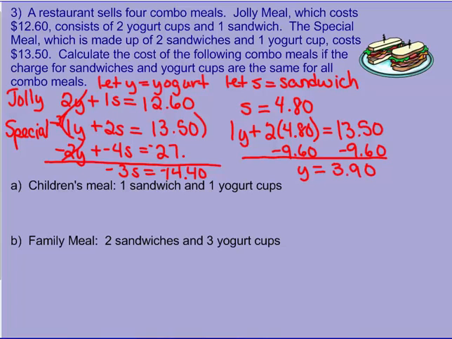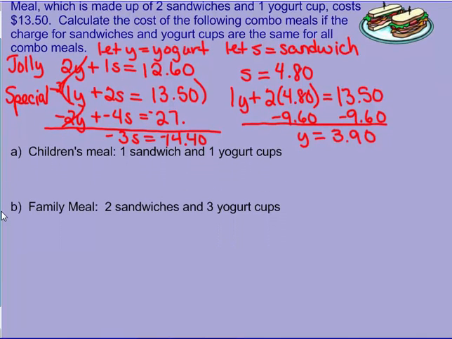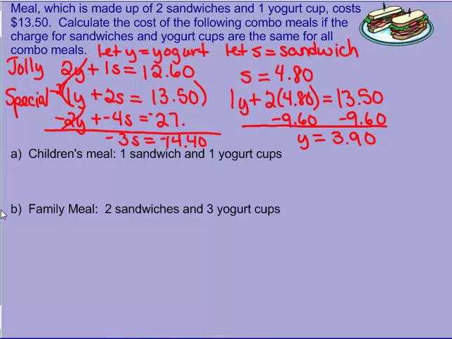Must be one of those fancy yogurt parfaits or something. So a yogurt costs $3.90. So a sandwich is $4.80 and a yogurt is $3.90. So that would be, calculate the cost of the following combo meals. Oh, that I don't have to SABLE, but that is the sandwich. So 1 sandwich in the children's meal would be $4.80, and 1 yogurt, which is $3.90.